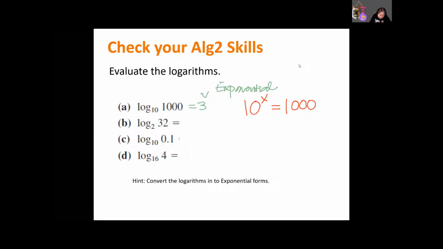Then I will set log base 2 of 32 equal to x. Then now, again, what is the base? 2. Yes, 2. Then 2 to the power of x is equal to what now? 32. 5. X is 5.